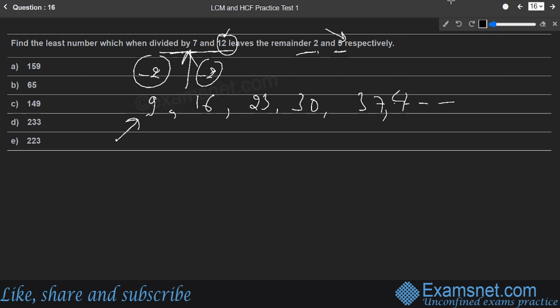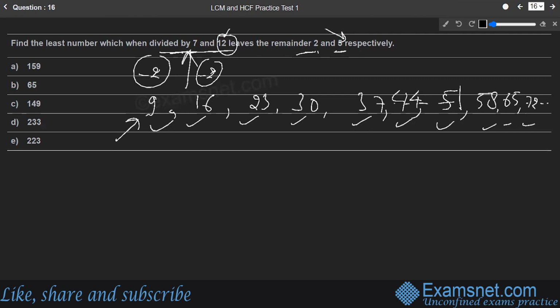So let us keep on writing these numbers. 37, then the next number in the series can be 44 because 42 is divisible. The next number can be 51 because 49 is divisible. The next number can be 58 because 56 is divisible. Similarly, 65, 72, and these can be the numbers. So out of these numbers, which when divided by 7 leave remainder 2, which is the number that is smallest and when divided by 12 will also leave a remainder of 5?